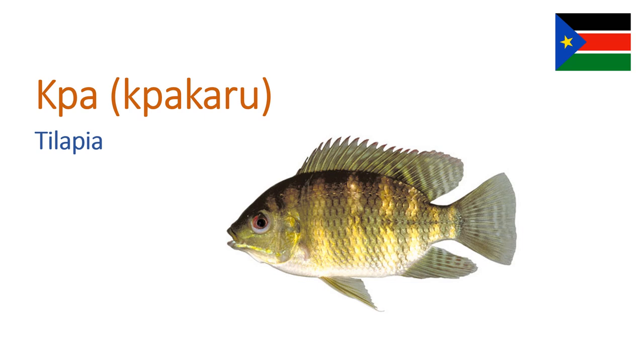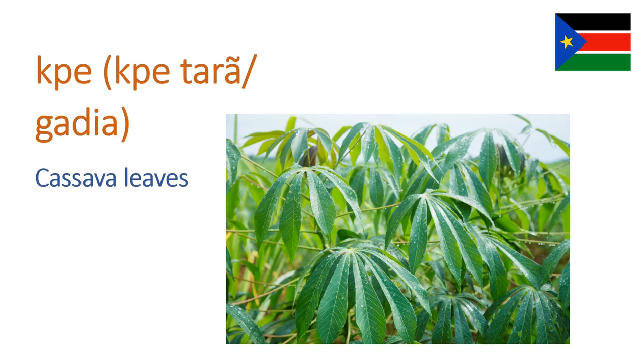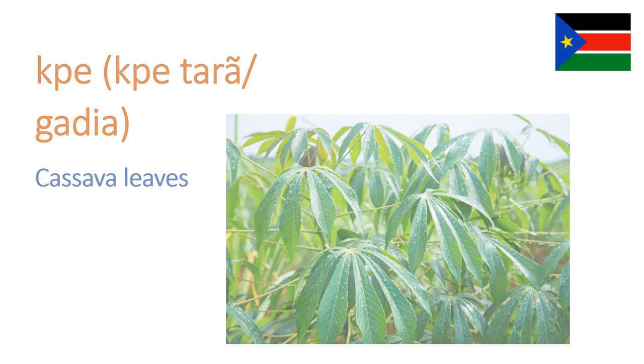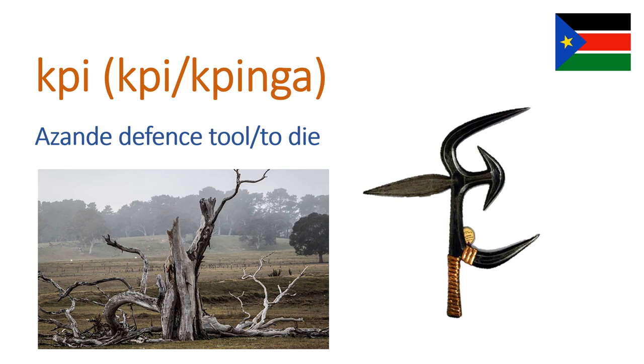Pa, pakaru, that is a tilapia fish. Very delicious. Pe, petara, that is cassava leaves, and it is our main food in our culture. Pi, pinga. Actually, the word pi means to die. Ngoa pi, the tree dies. And the word pinga is this weapon we used to defend ourselves with like 1,000 years ago.